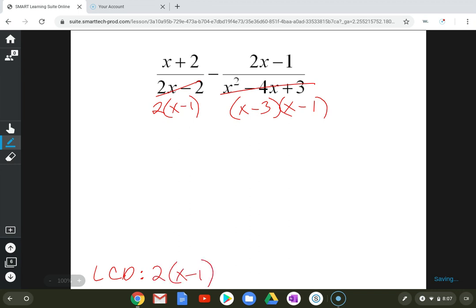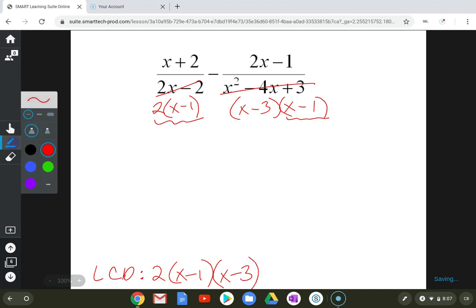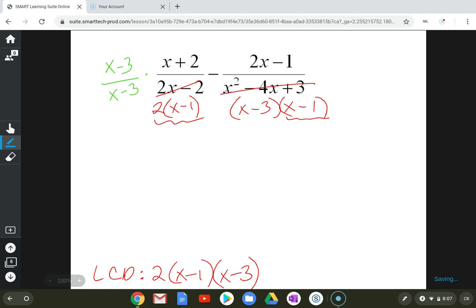That accommodates our first denominator. Now the second denominator, I've already got the x minus 1. The only thing I'm missing is the x minus 3. Okay, so now I'm going to multiply my first expression, my first term, by what it's missing, which is x minus 3. And my second term, I'm going to multiply by what it's missing, which is just the 2.